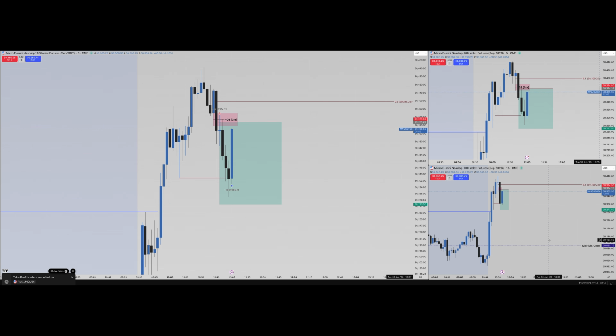But as you can see, I've gotten stopped out there just beneath break even. Didn't reach my target that I had in mind. I was slightly too ambitious for what price had to offer today for the setup. But once again, I'm happy with how I managed the position and how I managed my risk.